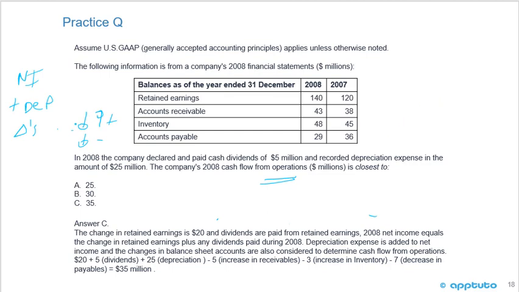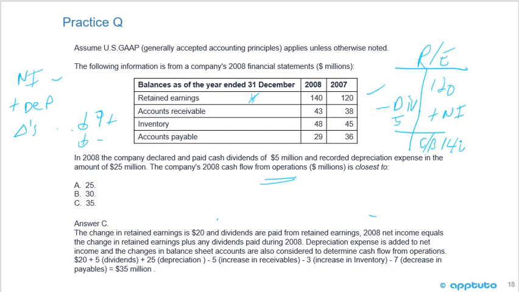Okay, but they're not giving us the net income here. They're giving us retained earnings, and they're giving us dividends. So you have to set up your T account very quickly for your retained earnings. And we have an opening balance of 120, which is here. So it's going to be opening balance plus net income minus dividends, which is 5, is going to give us our closing balance, which is 140, okay?